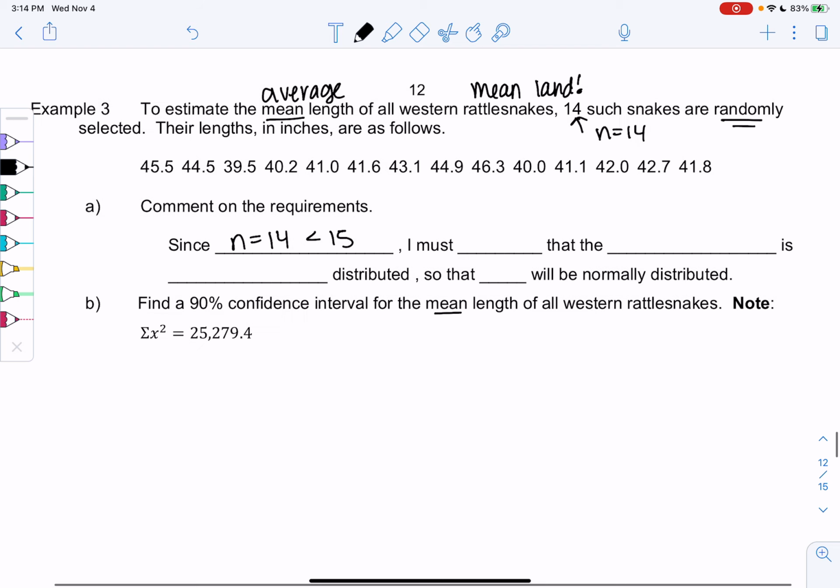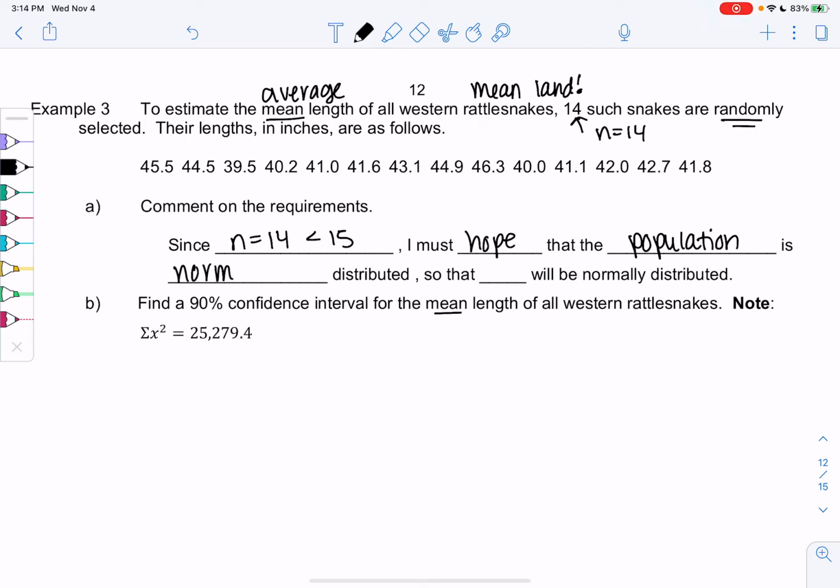Since this is stats class, we're just going to hope. In real life, maybe we'd investigate, but I must hope that the population is normally distributed, so that x bar will also be normally distributed. If we were on the computer, we'd maybe do norm test. We'll see that maybe in a stats project or in later examples, but we'll just hope for now. So let's go ahead and do a confidence interval.